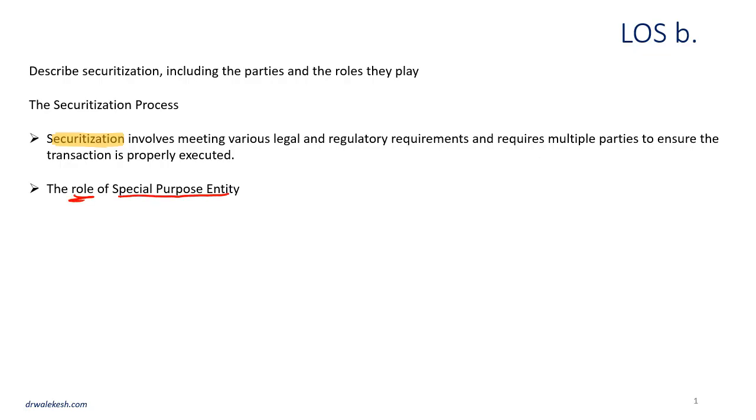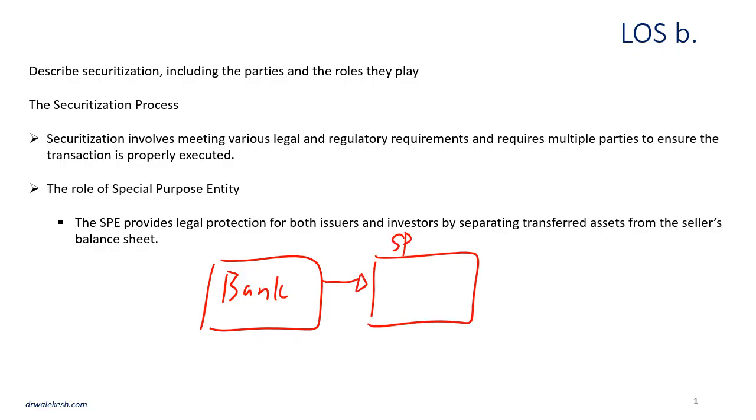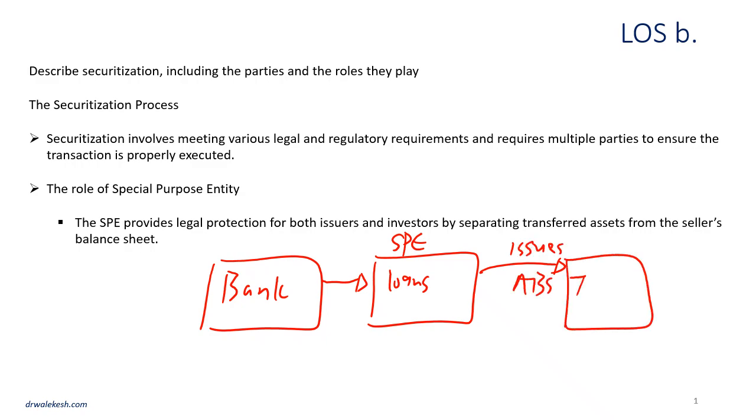discuss the role of a special purpose entity. The special purpose entity provides legal protection for both issuers and investors by separating transferred assets from the seller's balance sheet. Recall that the bank is the seller of the loan, and the bank sells the loans to the SPE. The SPE then issues asset-backed securities to investors.